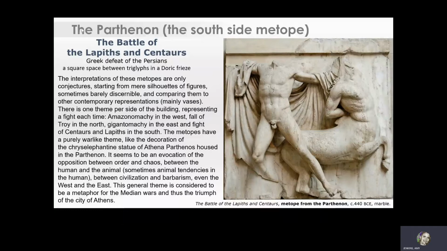The metopes have a purely warlike theme, like the decoration of the statue, that is gold and ivory, of the Athena Parthenos, which is housed in the Parthenon. It seems to be an evocation of the opposition between order and chaos, between the human and the animal, sometimes animal tendencies in the human, between civilization and barbarism, even the West and the East. This general theme is considered to be a metaphor for the Median Wars and thus a triumph of the city of Athens.